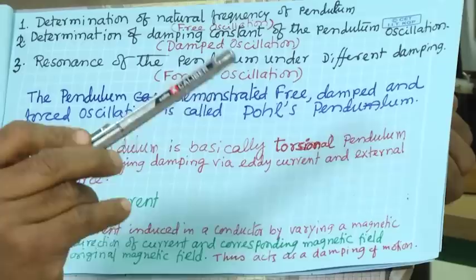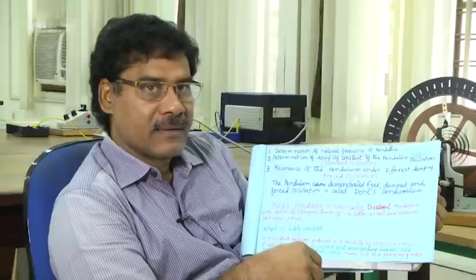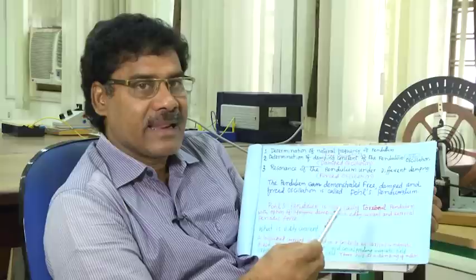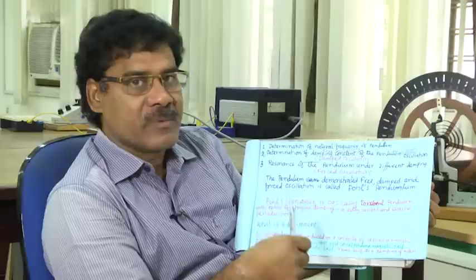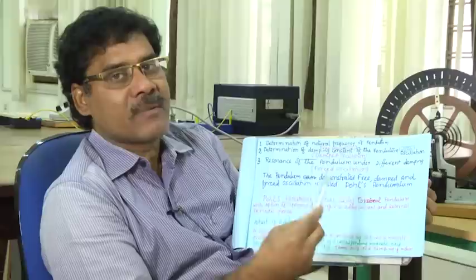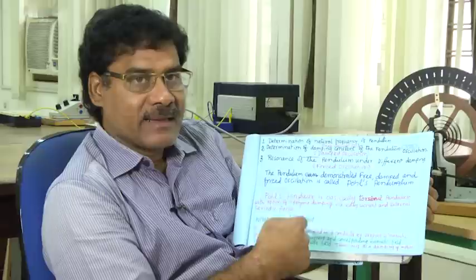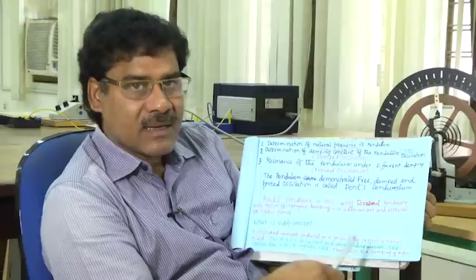Now, when eddy current flows in the conductor, it again generates a magnetic field. The direction of the induced current will be such that the magnetic field produced by the eddy current will oppose the original magnetic field. That is Faraday's law of induction, right. So thus we are opposing the motion of the conductor in a magnetic field.